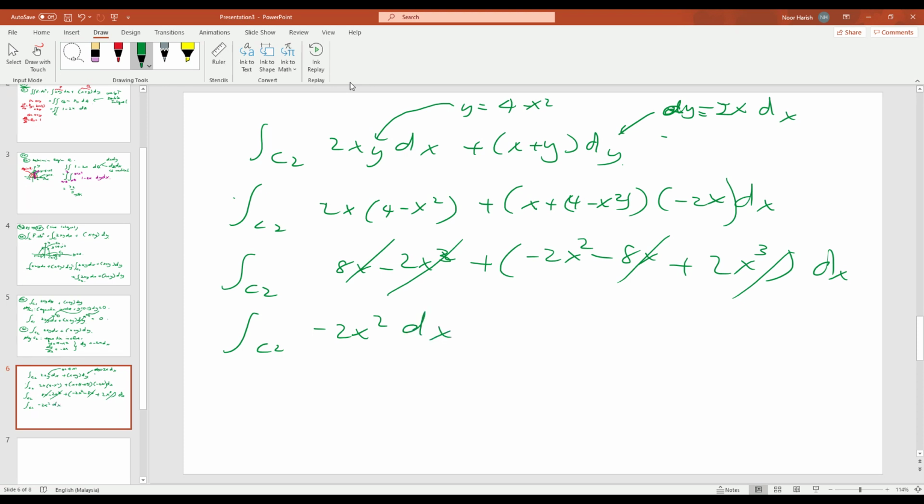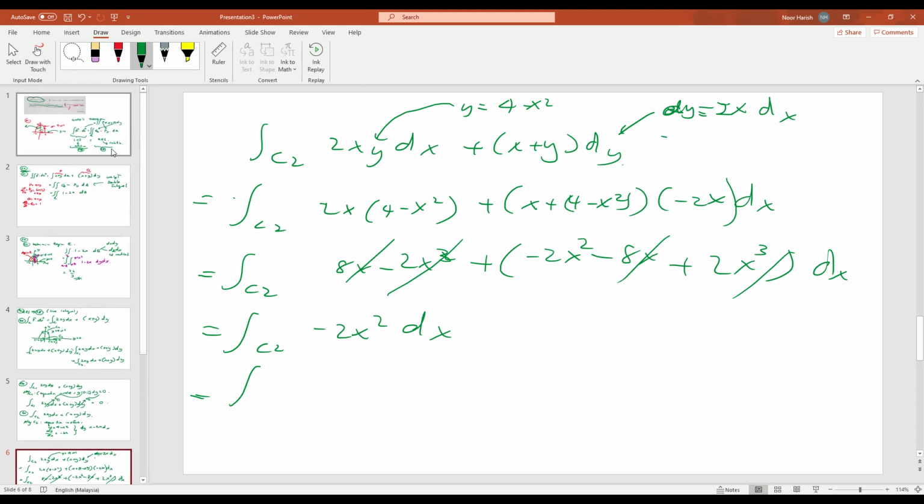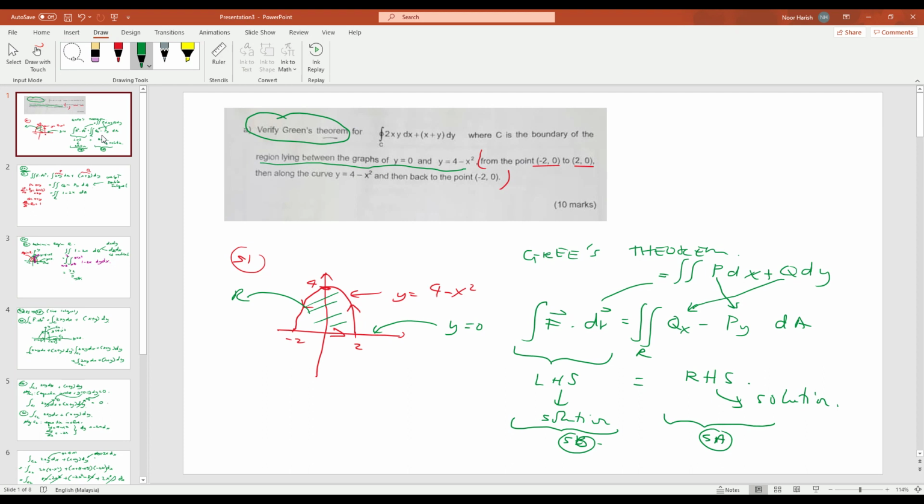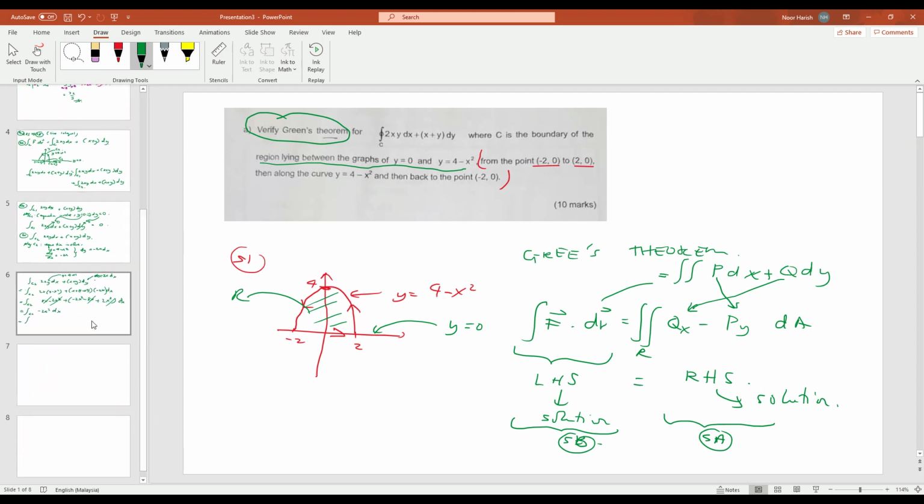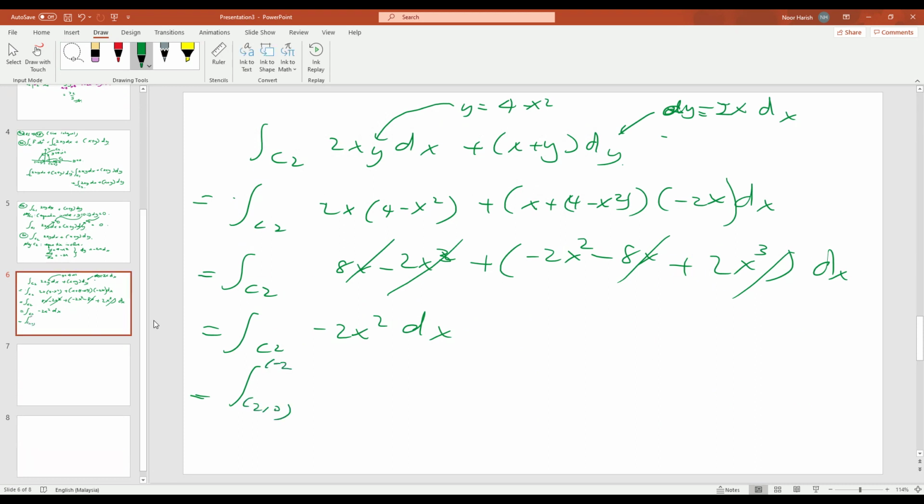Okay, the point will be, along the curve, we start at (2, 0) and the terminal point will be (negative 2, 0), into negative 2x squared dx. Because the variable is x, we will choose the value of x. So we get the integral from 2 to negative 2 of negative 2x squared dx. When you get the integral, you should get 32 over 3. Okay, so this is for the right hand side.